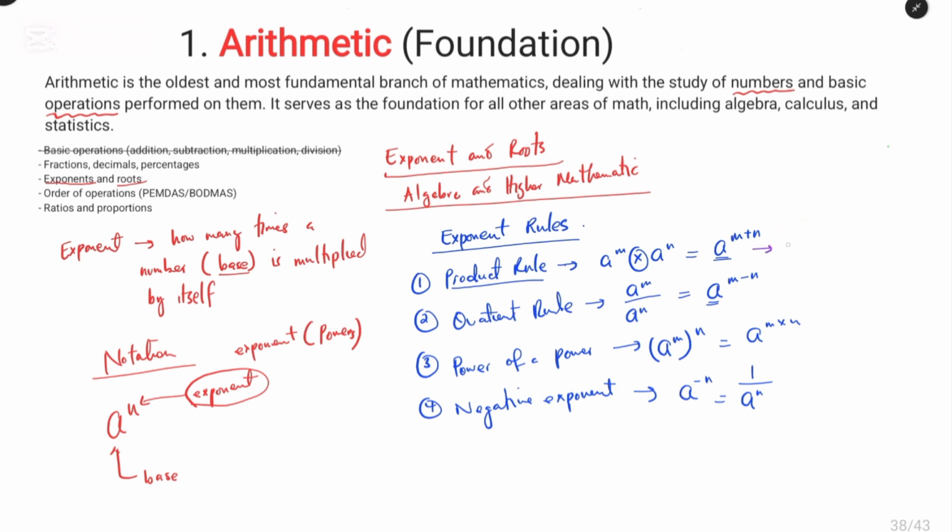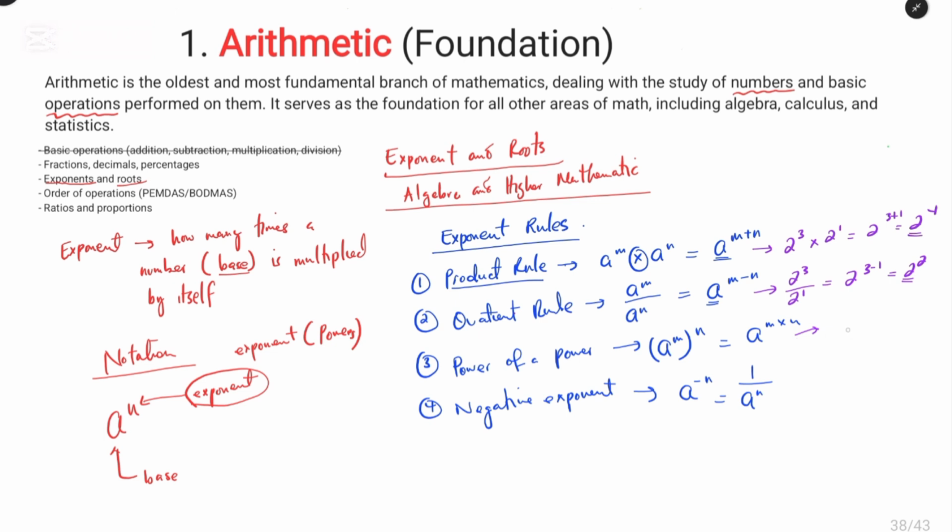In a product rule example, we have 2 to the power 3 times 2 to the power 1. Then we have 3 plus 1, which gives us 2 to the 4. So we multiply 2 four times. And in this case, for the quotient, if we have 2^3 over 2^1, then we have 3 minus 1, so we have 2 to the power 2, and we multiply 2 two times. That's the quotient rule.